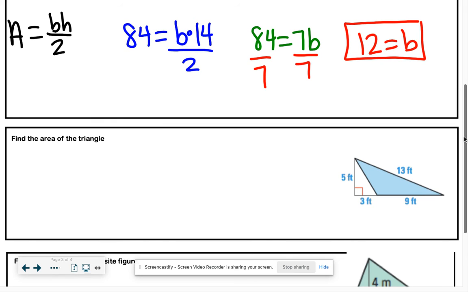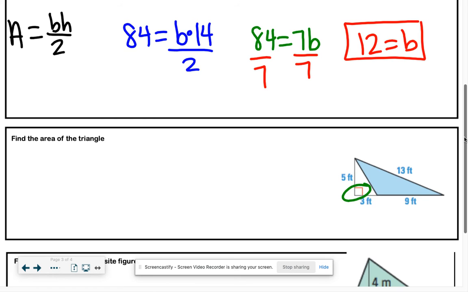Okay, probably the hardest part of today is a problem like this, when they throw a bunch of numbers at you and you have to figure out what's your base and what's your height. So remember I said look for that right angle. So we're focusing over here, but we only want the area of this shaded blue triangle. So kind of pretend that the white one's not there, I suppose.